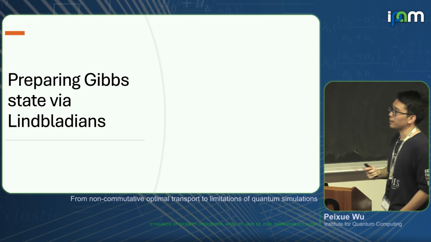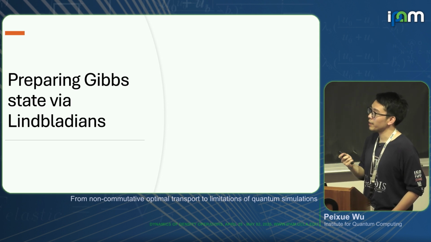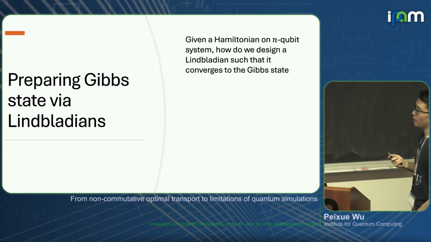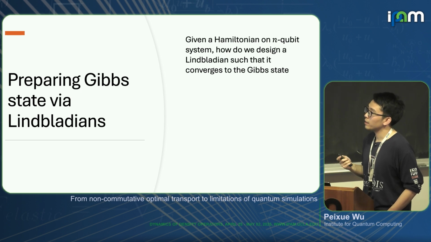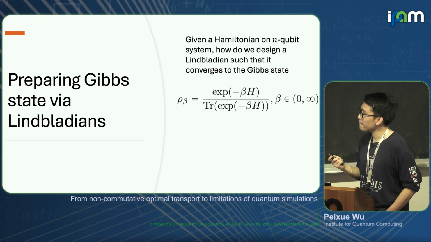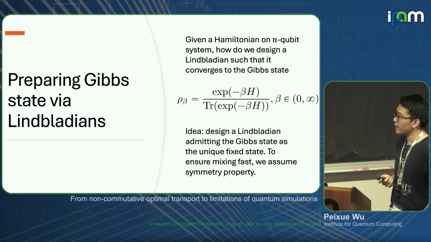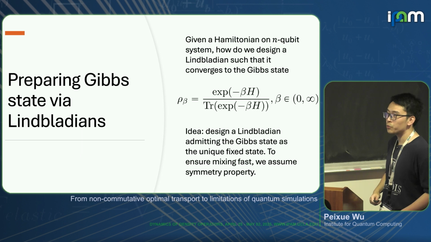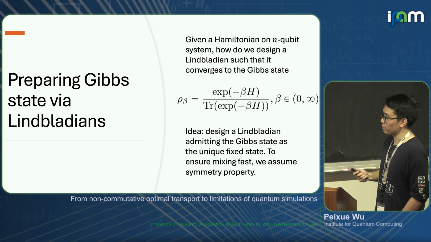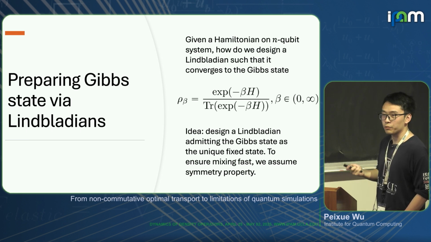I want to talk about one example, which is how to prepare Gibbs states using Lindbladians. Suppose you have an n-qubit Hamiltonian, and our goal is to design a Lindbladian so that it converges to the Gibbs state. The Gibbs state has the form e to the minus beta H, where beta is interpreted as the inverse temperature. It's a very simple idea. People knew this idea for more than two decades, but there is still something to be discovered in this business. We want to design a Lindbladian and also efficiently simulate it. The designing of this Lindbladian is kind of tricky, which I will show you now.